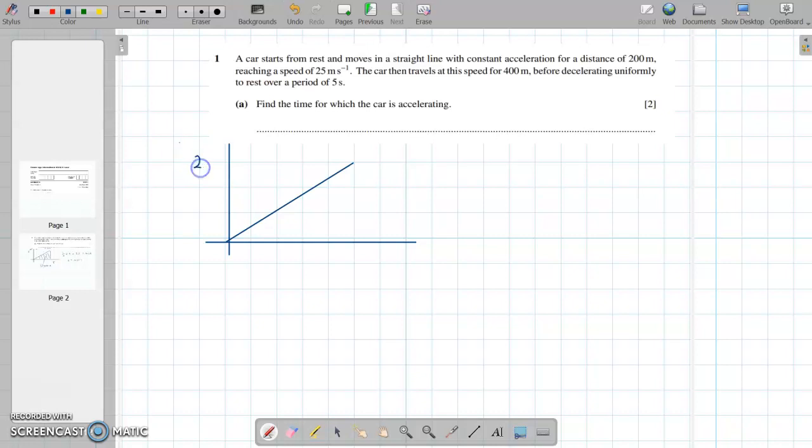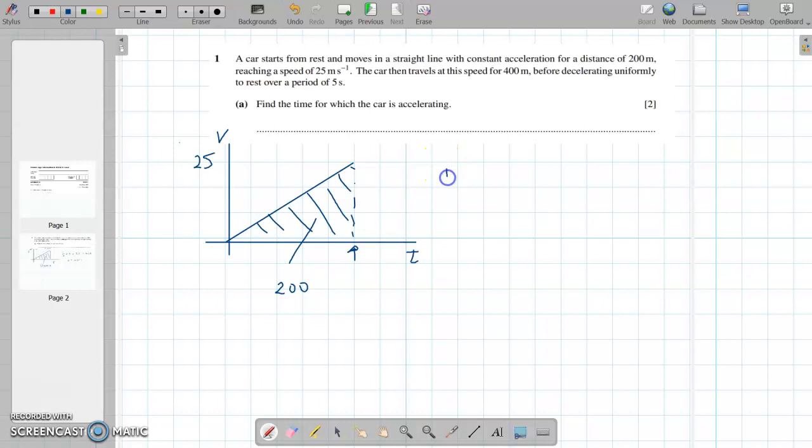So let's put that in. This is my V. This is my T. And we want to know the time there. Well, the distance is the area. The area under a velocity time graph is the distance. So this is a distance of 200. So we can say the area of the triangle is 200.